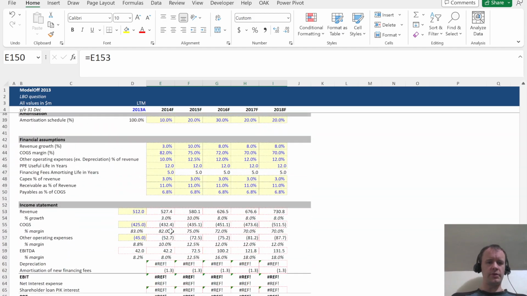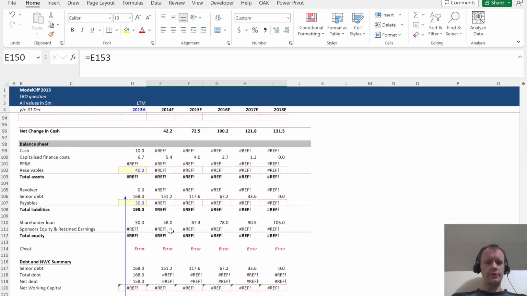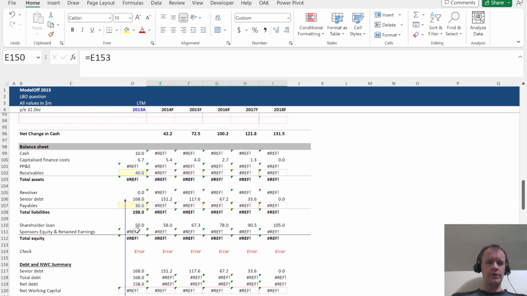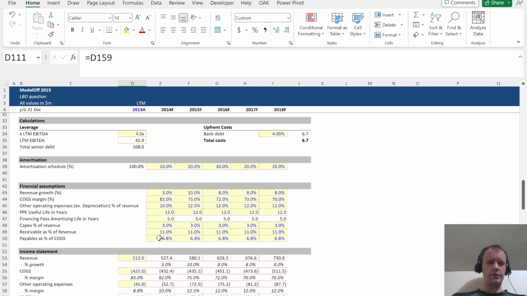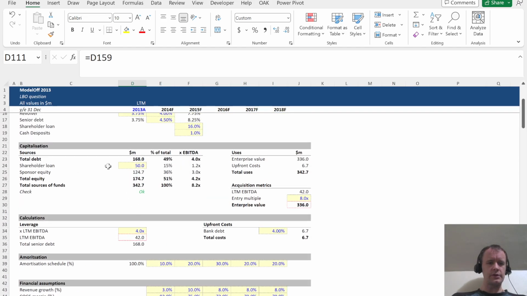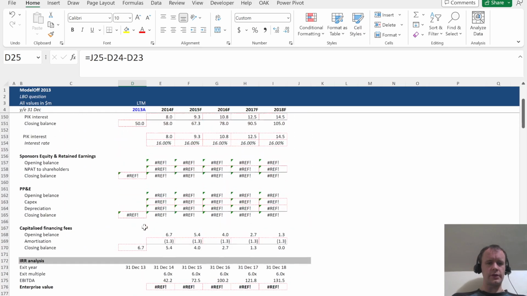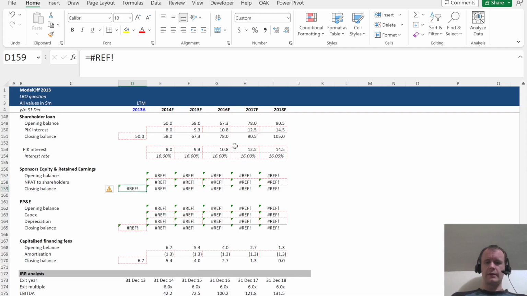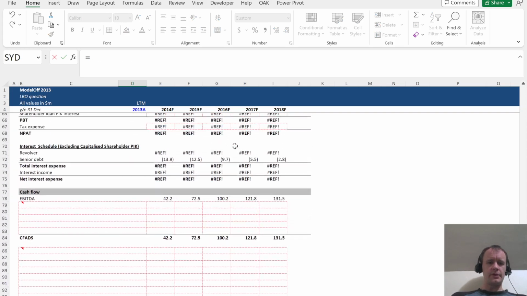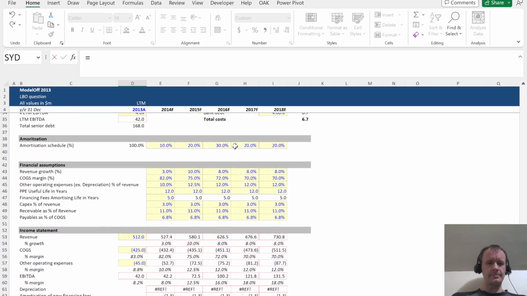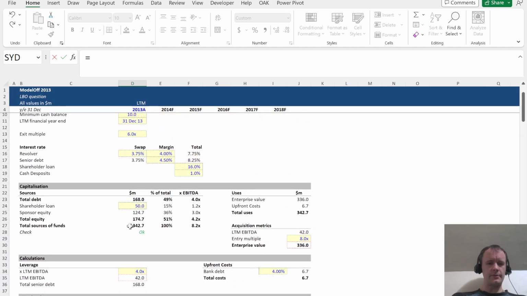PP&E, are we ready for PP&E yet? Let's see. How much of the balance sheet have we filled in? We have not done sponsors equity yet. We've done everything else. Well, sponsors equity we know, because it's part of the sources up here, so we've got that 124. So let's go down to our table for sponsors equity and at least put in the opening bit. Is it here?